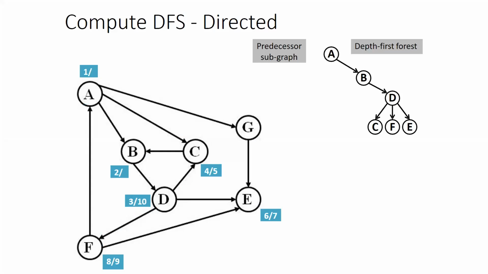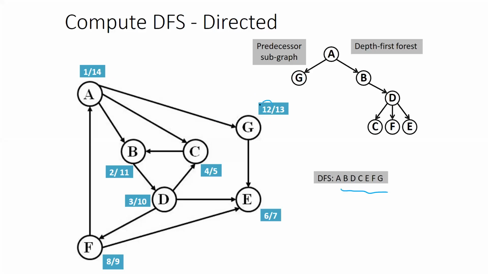Now coming to B. B has already been explored. It has got 11 units of time. Then it will go backtracking. It will go to A. But A has not explored its nodes yet. So it will go for 12 as the exploration time for G, and it will go for 13 because of the dead end for this G, it will come backtracking, and 14.